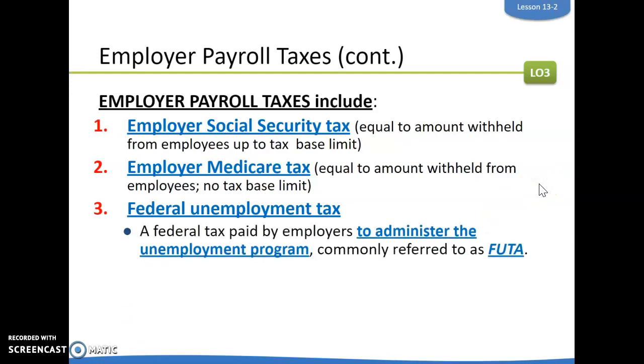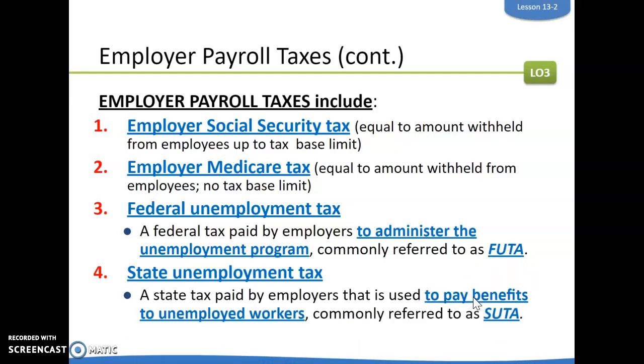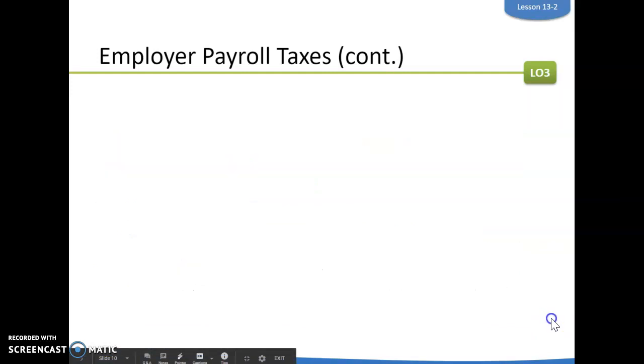First one is the federal unemployment tax. A federal tax paid by employers to administer the unemployment program, commonly referred to as FUTA, which is Federal Unemployment Tax Act. And then the second one that we'll look at here is the state unemployment tax. A state tax paid by employers that is used to pay benefits to unemployed workers, commonly referred to as SUTA. As you guys have seen with the things that are going on right now, these two are big. So this is being used a lot more with that unemployment. So SUTA and FUTA, and we'll talk about how we calculate those two.